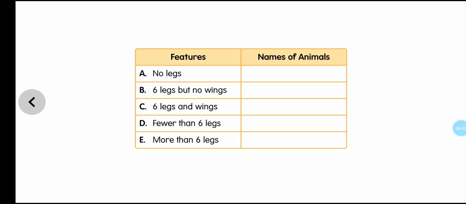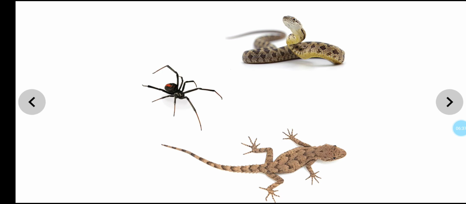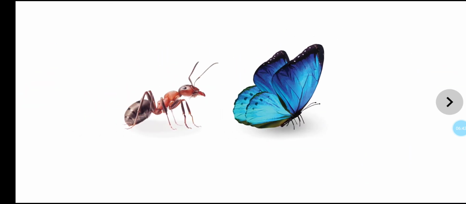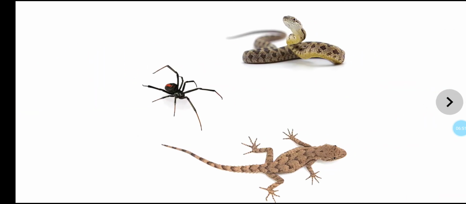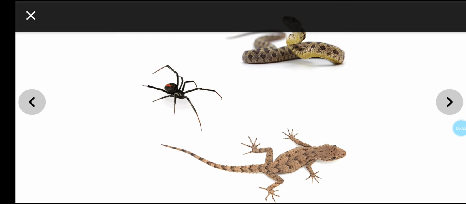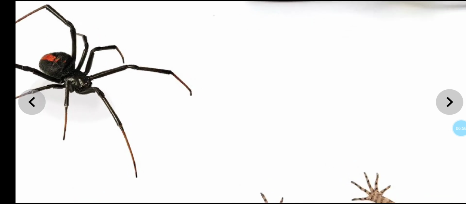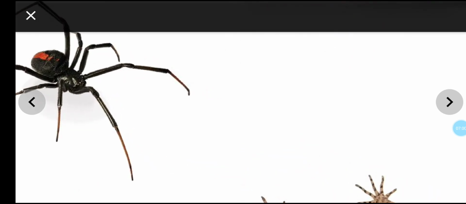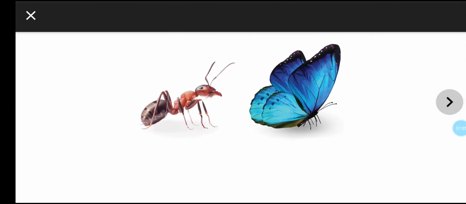And the next bit, 6 legs but no wings. Which insect has 6 legs but no wings at all? Is it a butterfly? No, if we see the butterfly, it has wings. Is it a spider? If we see the spider, it has 8 legs. You can count the legs of a spider. It has 8 legs. So even the spider doesn't come under that question.